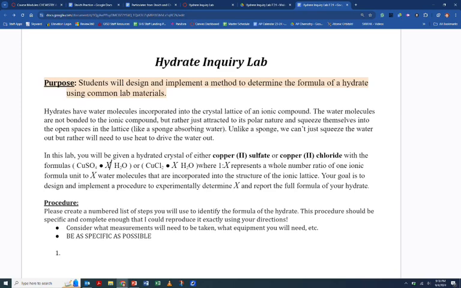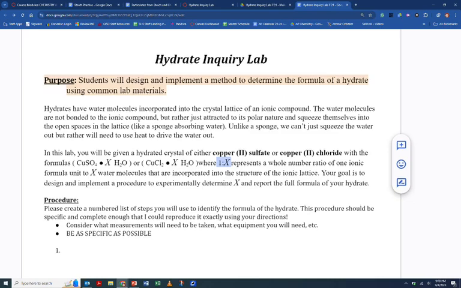You're going to be trying to find X. How many water molecules are squeezing themselves in around each of those copper sulfate or copper chloride molecules. That's always going to be a 1 to X ratio, where you have one of the ionic compound to some number of water molecules. It's always whole numbers in these ratios, just like in a balanced chemical equation. And so your goal is to design and implement a procedure to experimentally determine X. Figure out how much water is in your crystal.